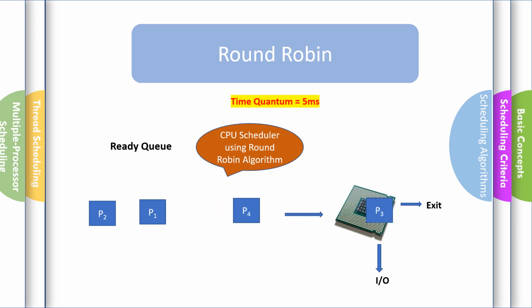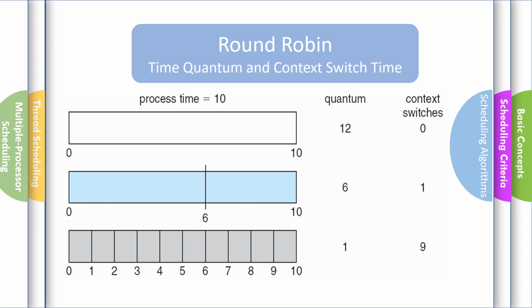So within that 5 milliseconds, if the process finishes its execution and it leaves the CPU automatically, then that also is valid. Then the next process in the waiting queue, the ready queue, will be allocated the CPU. So in round robin, the time quantum and context switch time have a relation. Now let's see this. If you see, the process times are here for the first queue. In the first example, the process time is 10 milliseconds.